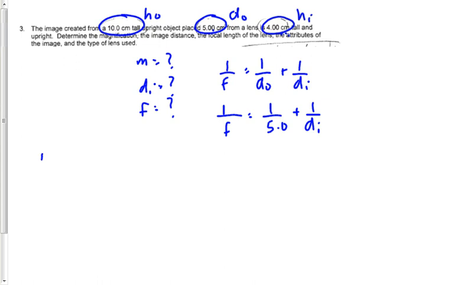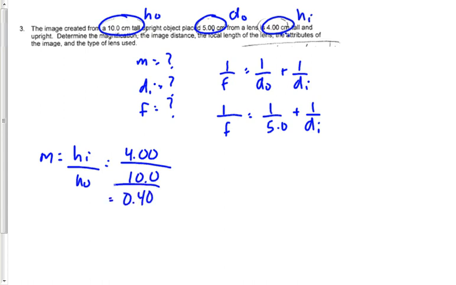Let's say m is equal to hi over ho. Hi is 4.00. Ho is 10. All right, the magnification is 0.4. That still doesn't allow me to go into my lens equation to determine what f is.